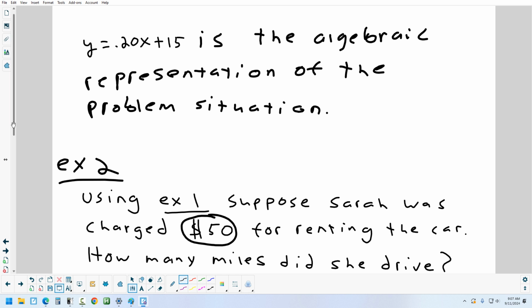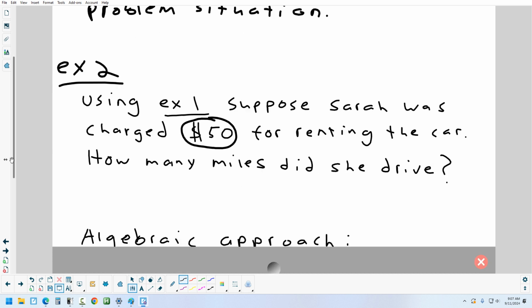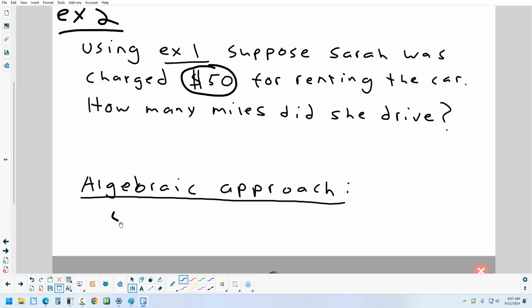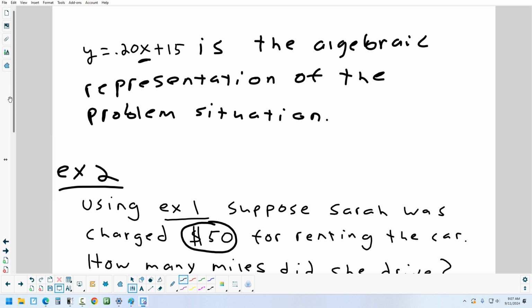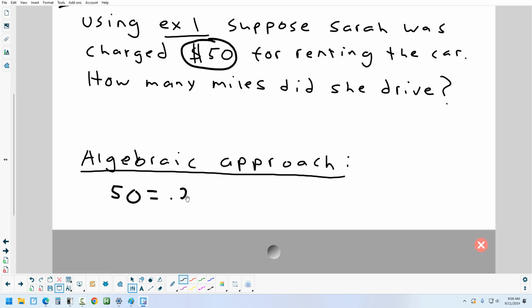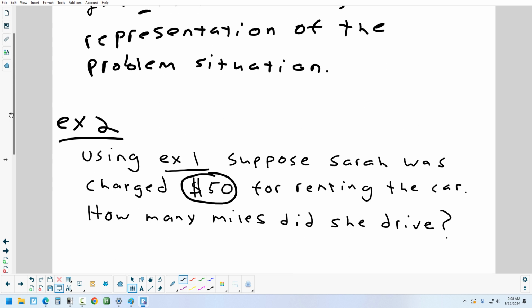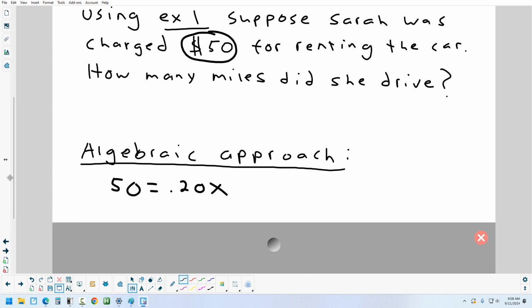Then we have to get the variable by itself. So this is more of an algebra problem now. So let's fill in 50 for y. Algebra is not the only way to solve it. It's one way, and that's how we'll do it first. So fill in 50 for y. Yeah, 0.20x, and then plus 15.